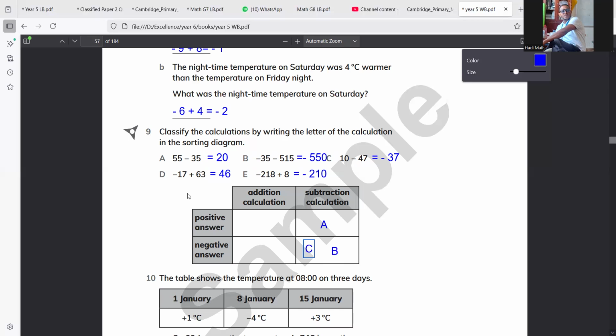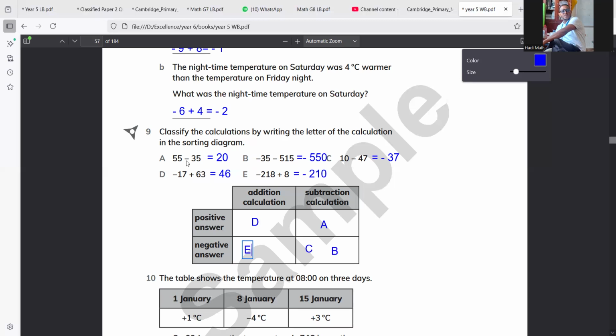Go to D. D is an addition calculation, and the answer is positive, so D is going to be at this point. This is also an addition calculation, but the answer is negative, so E is going to be at this point here. This is E. Some people think this question is confusing, but no.